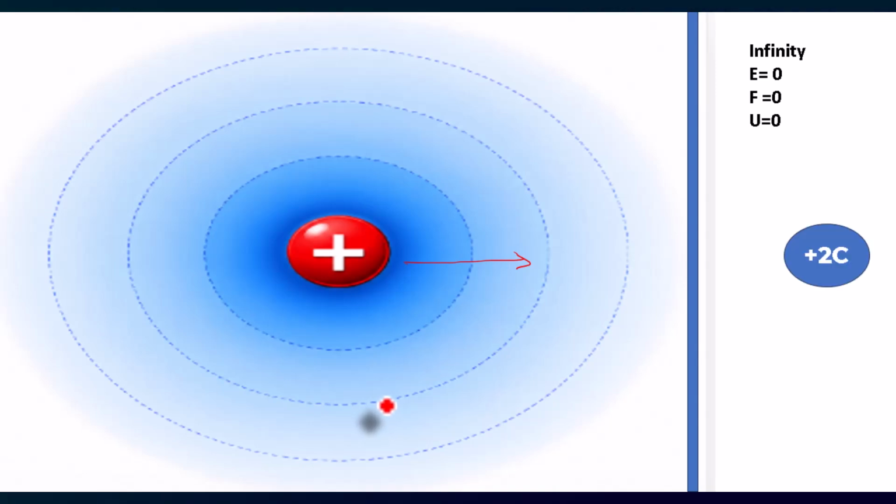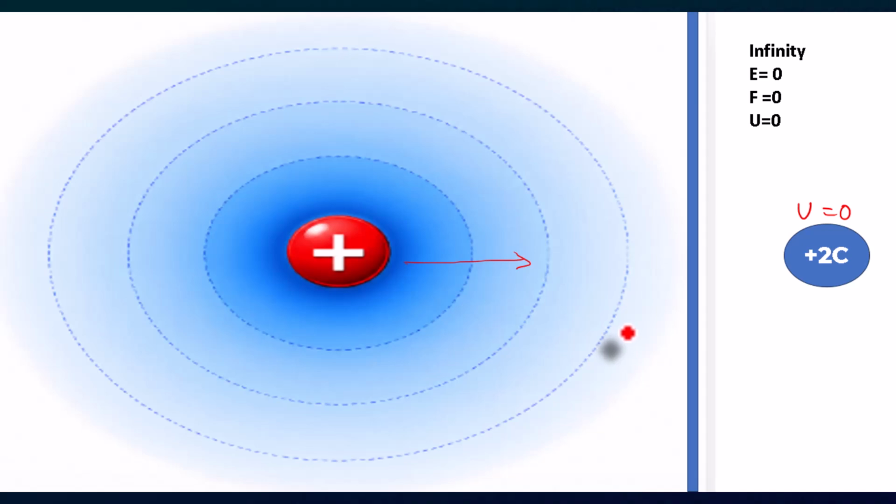Now, let us place a plus 2 coulomb charge at infinity. I am deliberately choosing a numerical value so that the concepts become easier to understand. At infinity, this plus 2 coulomb charge's electrical potential energy would be zero. So, U is equal to zero over here because no force is acting on it.